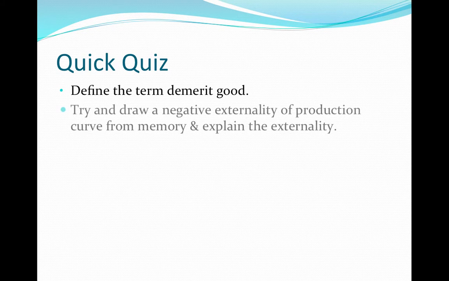All right, a little quick quiz. Hopefully you were paying attention. Go ahead and close your notes and see if you remember a few things. First, define the term demerit good. Next, can you draw a negative externality of production, from a couple slides ago, from memory, and give an example of that externality. Go ahead and give it a shot.